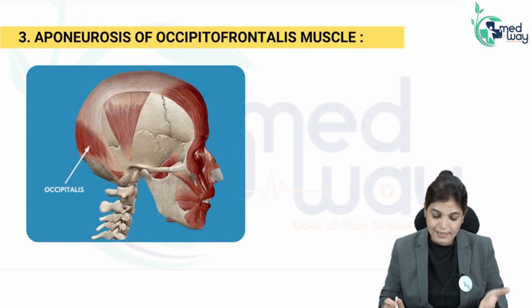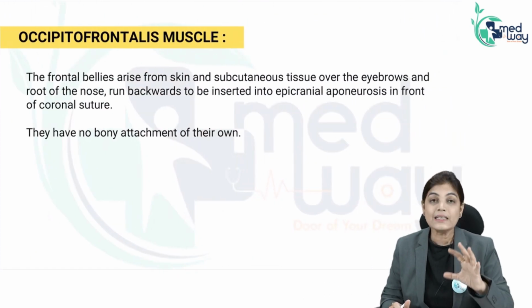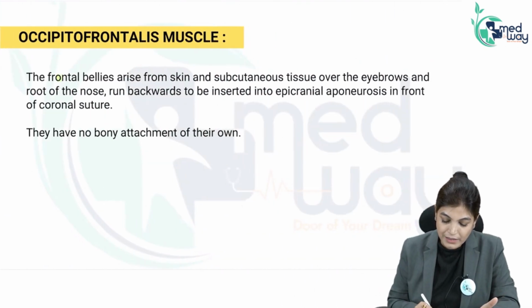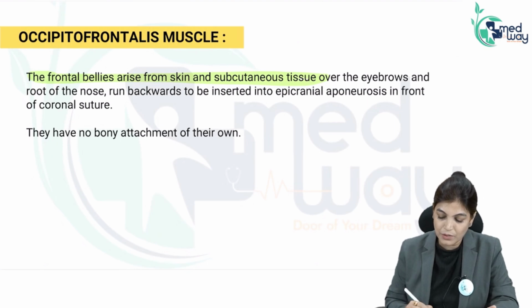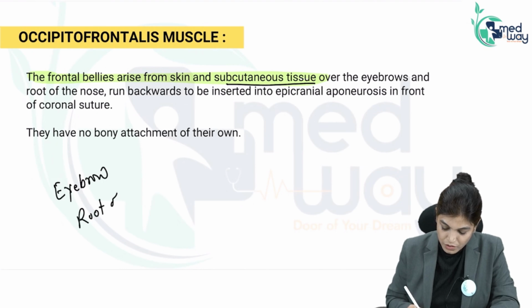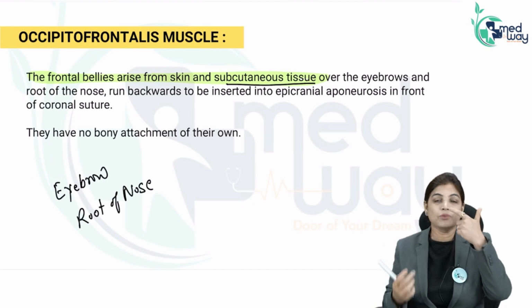Now, the next layer is the occipitalis belly. But first I want everybody to understand the origin of the frontal bellies. These originate from the skin and the connective tissue, that is the subcutaneous tissue, which is around the eyebrows and the root of the nose. So what you can see is that the frontal bellies anteriorly merge with the eyebrows and the root of the nose.